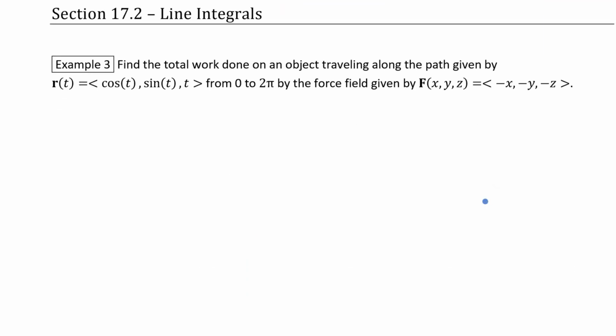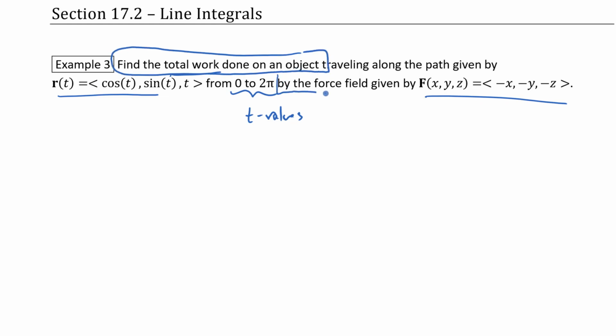So let's try a couple of examples. We're going to do one in 3 dimensions first. Find the total work done on an object traveling along the path given by r of t, so that's the path that it's traveling on, from 0 to 2 pi, those are t values, by the force field given by this. How much work is done on the object? So the object is moving through a force field. How much work is done by the force field moving it in that direction?